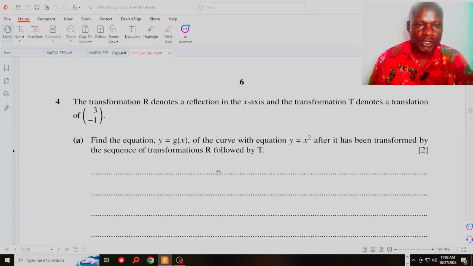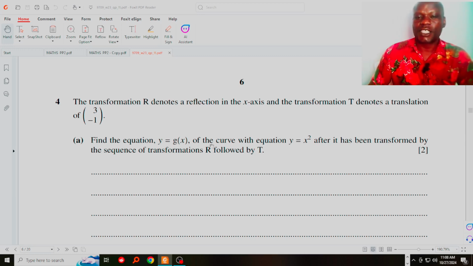The transformation R denotes a reflection in the x-axis, and the transformation T denotes a translation of (3, -1). Find the equation y = g(x) of the curve with the equation y = x squared after it has been transformed by the sequence of transformations R followed by T. That means we start by applying transformation R on y = x squared, after which we apply T.